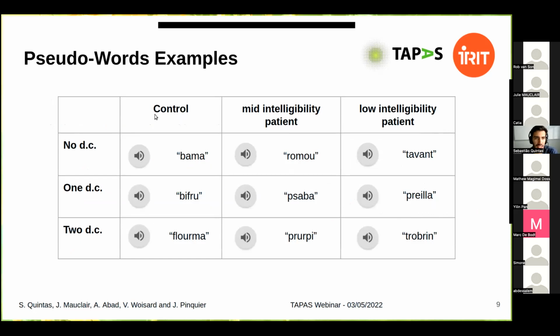Here I just added some pseudo-word examples, just to give some context on the data that we're working with. We have here the audio files followed by the transcription. I added 3 different tiers of speech intelligibility. The first one is a control, which is a high intelligibility speaker. Then we have a mid intelligibility patient, and then a low intelligibility patient, just to see a bit the differences that we can find between different types of speakers that are present in the corpus. For each one, I have an example of a word without double consonant, a word with one occurrence of double consonant, and finally a word with 2 double consonants. We'll just play some examples, hopefully you can hear.